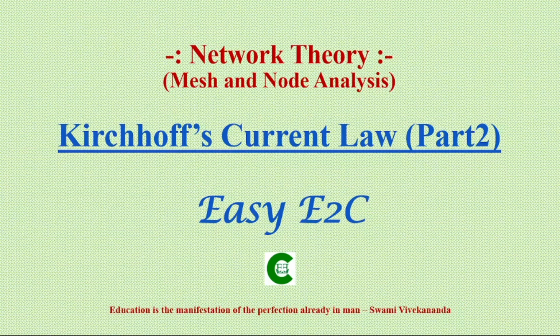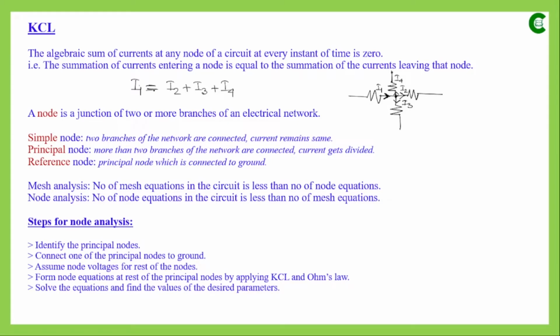So let's get started. Now we are talking about that node, and with that node two or more branches are connected. So first we have to know what a node is. A node is a junction where two or more branches of that particular electrical network are connected. Now node can be of different types. If only two branches are connected in that node, then that node is called a simple node.